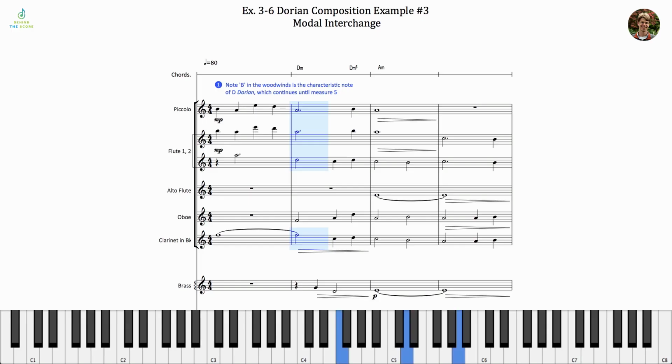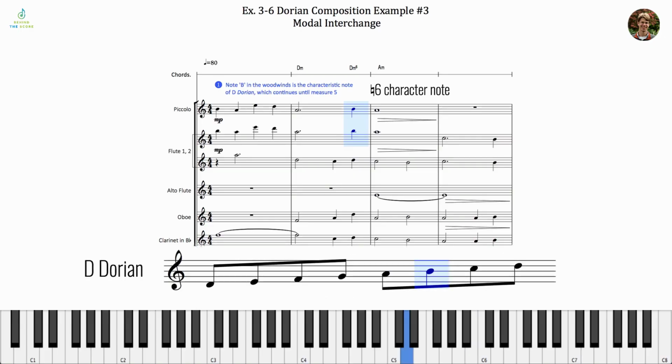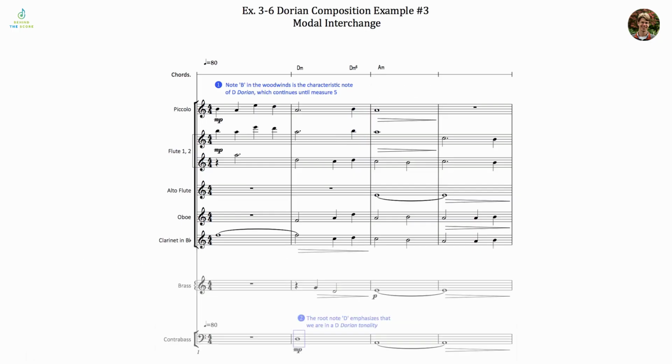harmony. Notice on beat 4, piccolo and flutes play B in the melody, so that's our character note, the natural 6. But then this resolves right away to A minor, and remains there in measures 3 and 4.